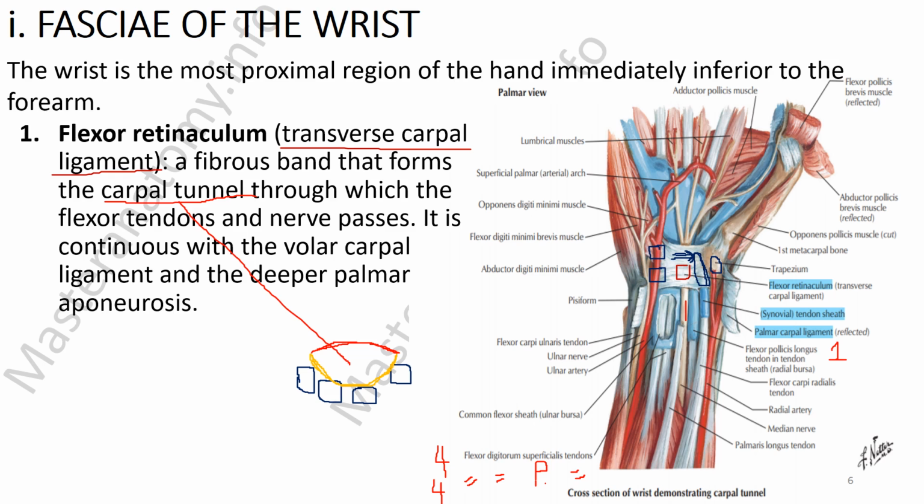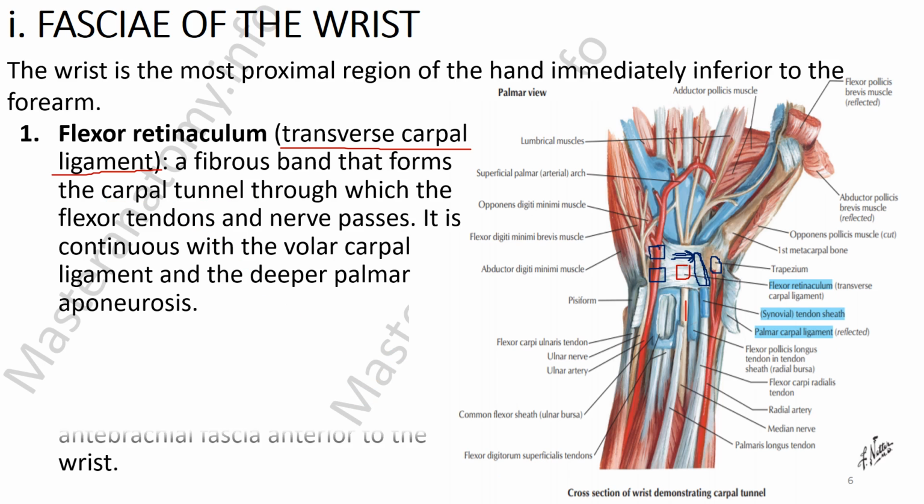Now, a compression of the median nerve caused by the swelling of the tendons will cause carpal tunnel syndrome, and it is characterized by paresthesia, tingling and numbness of the region innervated by the median nerve, and it may even lead to neurodegeneration of the median nerve.